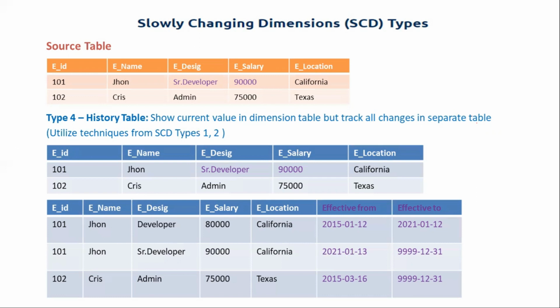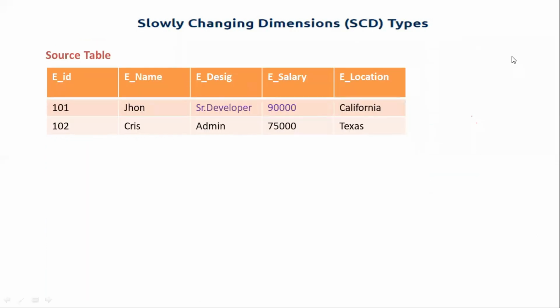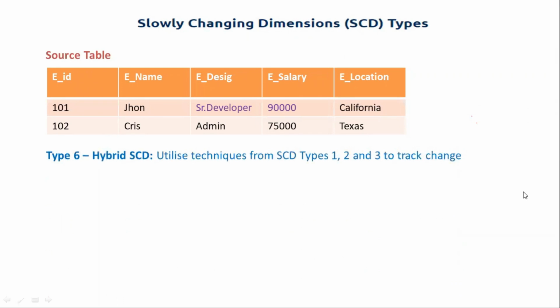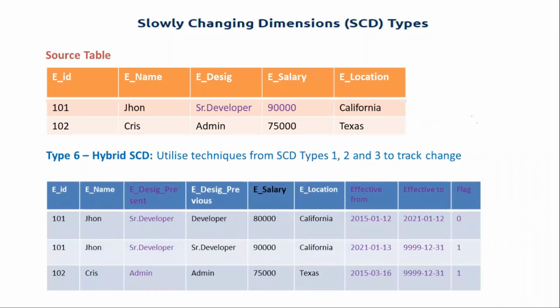Yeah, it's clear, Naresh. All right. Okay. So if it is clear, we'll move to the last type, that is type 6. Type 6 is again a hybrid SCD, a combination of 1, 2, and 3. You know 1 and 2, right? And 3 also, type 3 means it maintains only 2 values at the column level, that is present and previous. Okay. Let me explain this type 6 scenario.